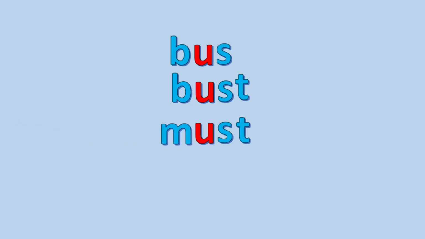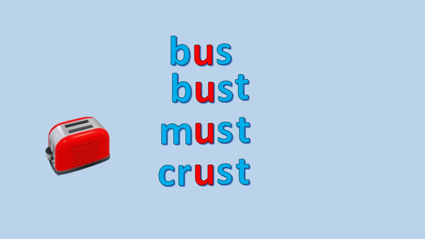Next, switch the B for an M, and the word is must, like in, you must not throw your shoe at the TV. Finally, switch the M for a C and an R. We now have five sounds: K, R, U, S, T. And together, they make the word crust, like in, the crust is the best part of the toast.